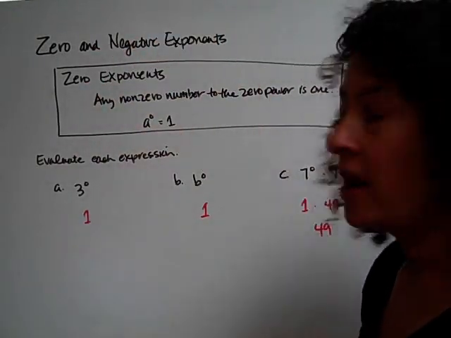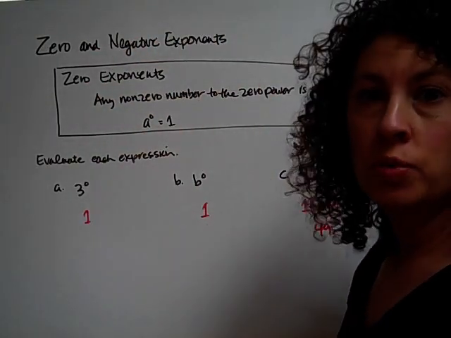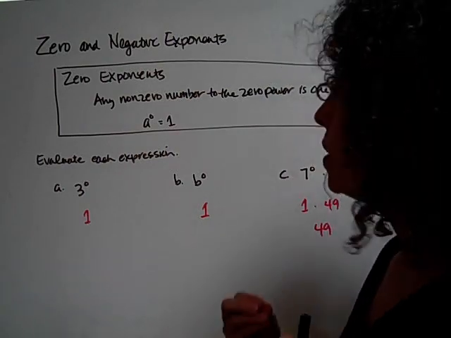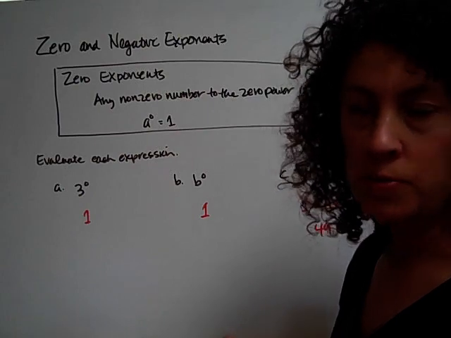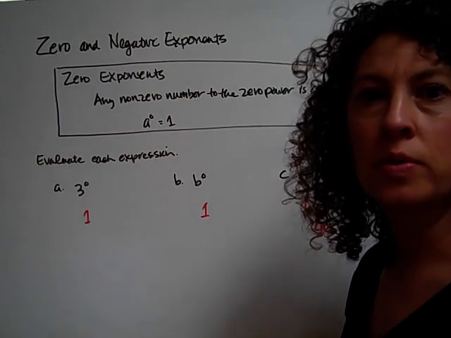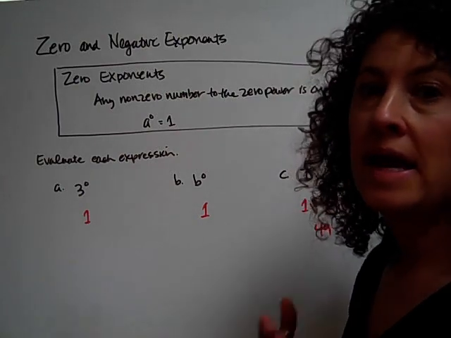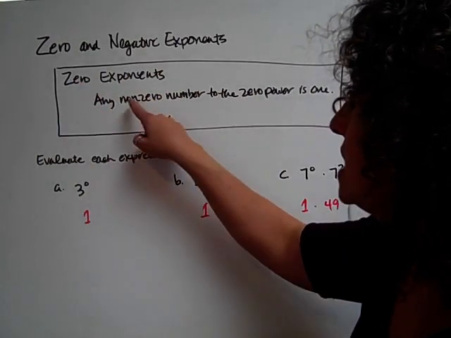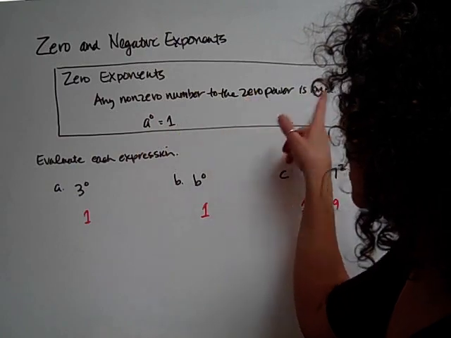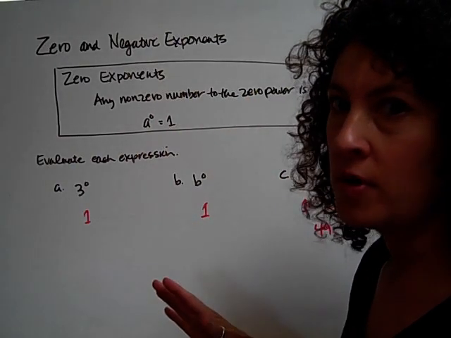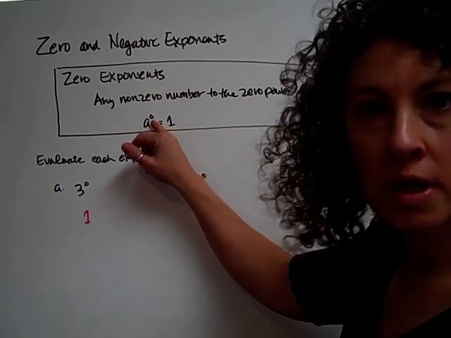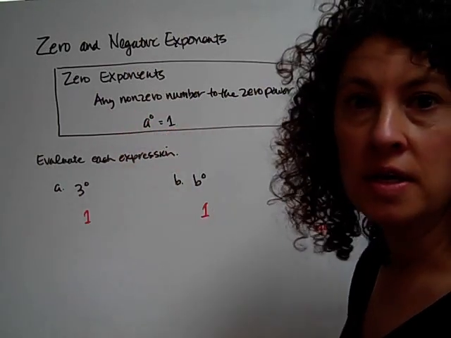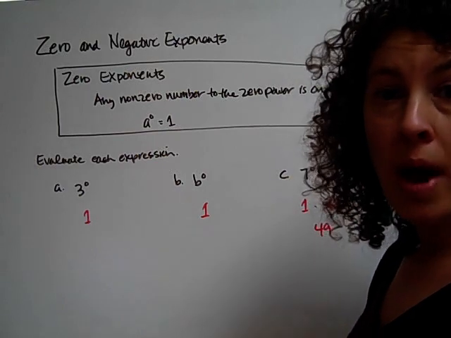Zero and negative exponents. So we've worked with exponents in powers, but we've really only worked with positive exponents. So now we're going to take a look at what happens when we deal with 0 as an exponent and a negative integer as an exponent. So 0 exponents: any non-zero number to the 0 power is 1. Pretty straightforward. So if you see a 0 in an exponent, it doesn't matter what the base is, we automatically know that the value of that power is 1.